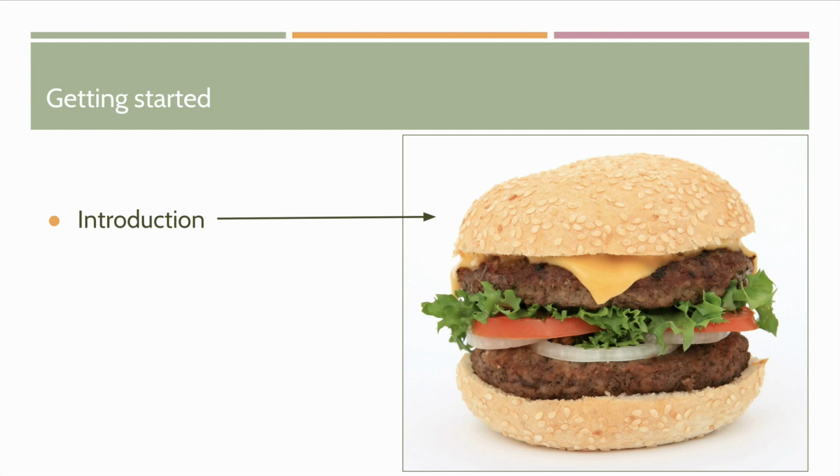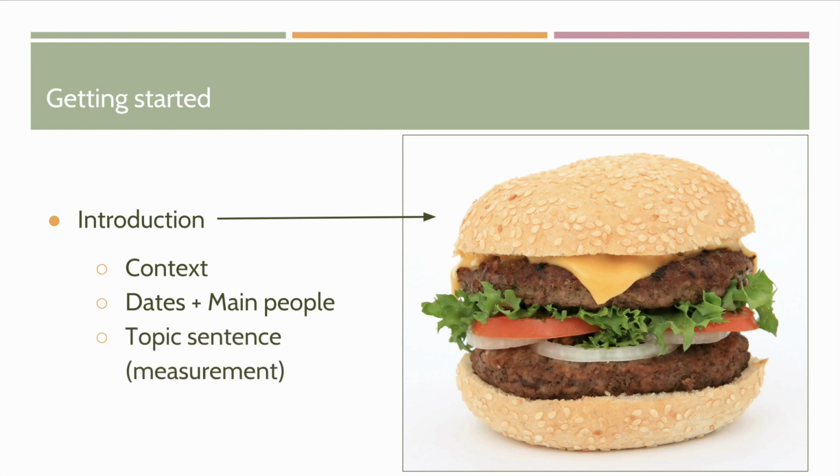introduction, remember we want to provide context to answer the question. We want to provide dates and main people that are involved in the story behind reparations and problems in Germany. And last but not least, we want to provide that topic sentence. And the topic sentence should have some kind of measurement answering the question, how important?